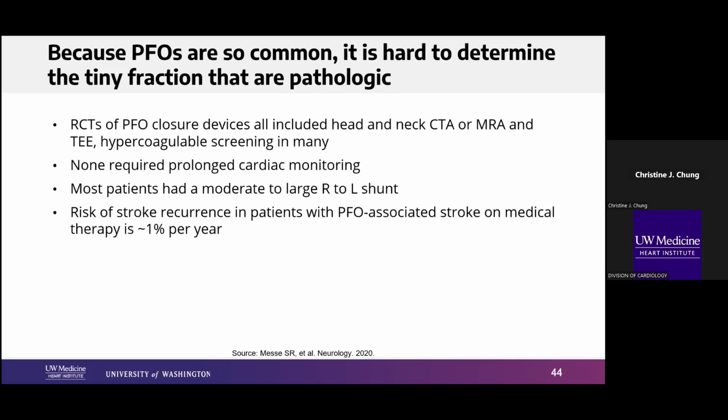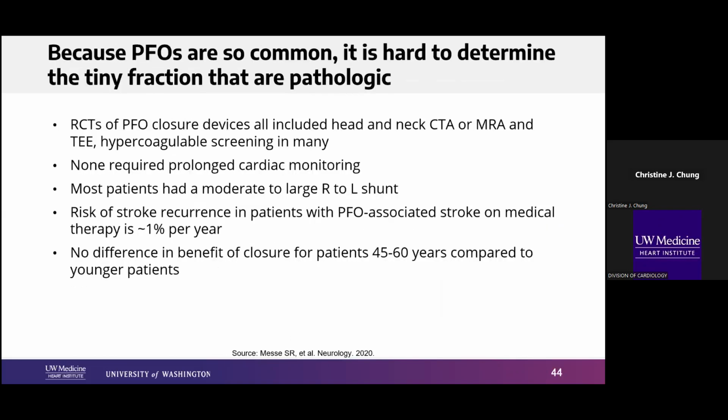In patients with a PFO-associated stroke that remain just on medical therapy, the risk of stroke recurrence is quite low. It's around 1% per year and is generally lower than the risk of recurrence in patients that have stroke related to other causes. And so when trying to weigh the risk and benefit of an intervention in this patient population, it's important to keep this in mind. And this is part of why when patients are older, we are a little bit more careful and thoughtful about what their ultimate benefit is going to be, because the shorter you have left to live, the less you accrue a benefit that is already pretty low.